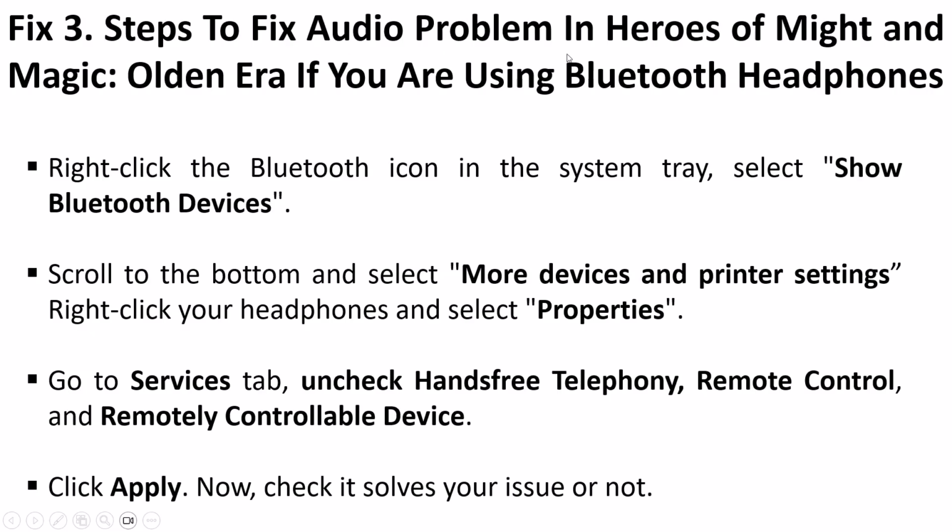Fix 3. Steps to fix audio problem in Heroes of Might and Magic Olden Era game if you are using Bluetooth headphones. So right click the Bluetooth icon in the system tray, select Show Bluetooth Devices, scroll to the bottom and select More Devices and Printer Settings. Right click your headphones and select Properties. Now go to the Services tab and check Hands-free telephony, Remote Control and Remotely Controllable Device. Then hit on Apply and then launch the game and check if it solves your issue or not.